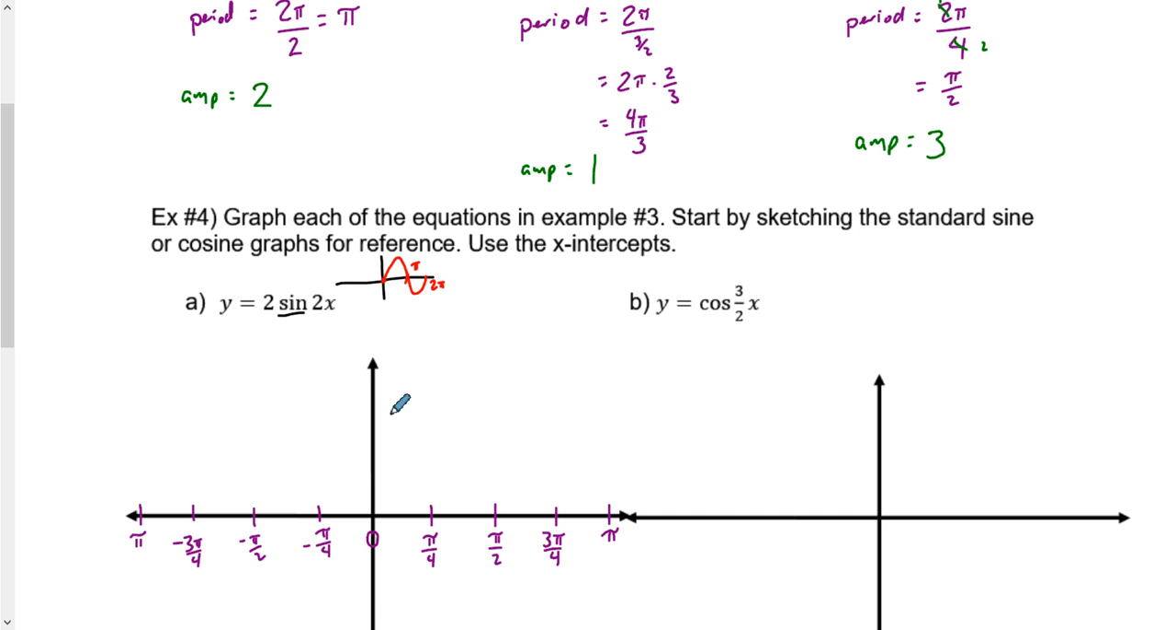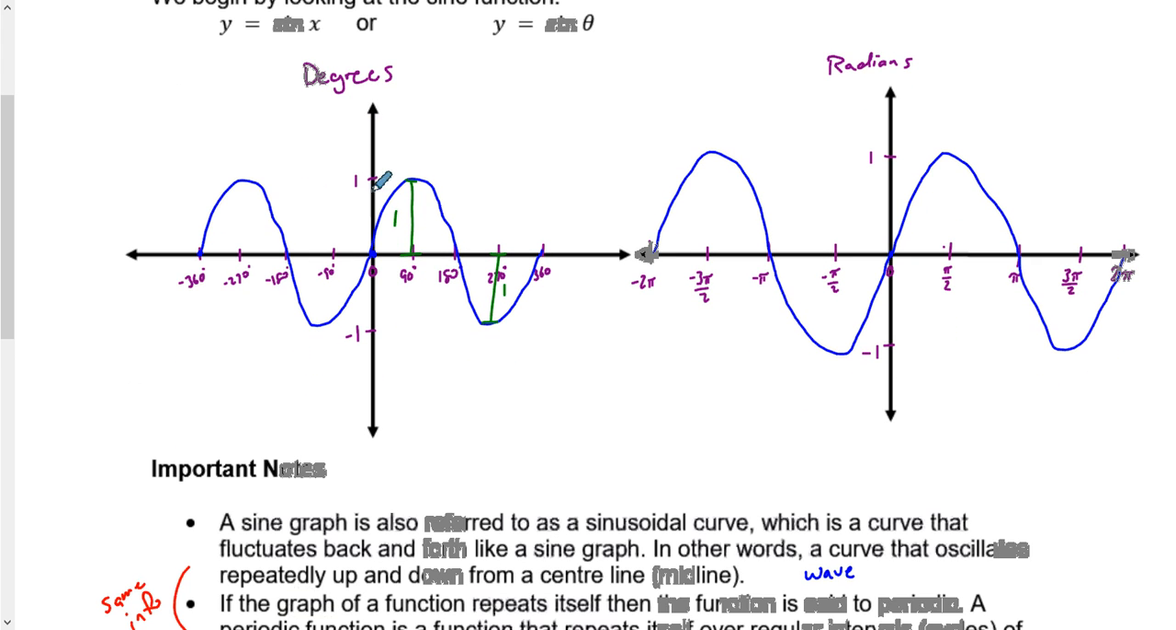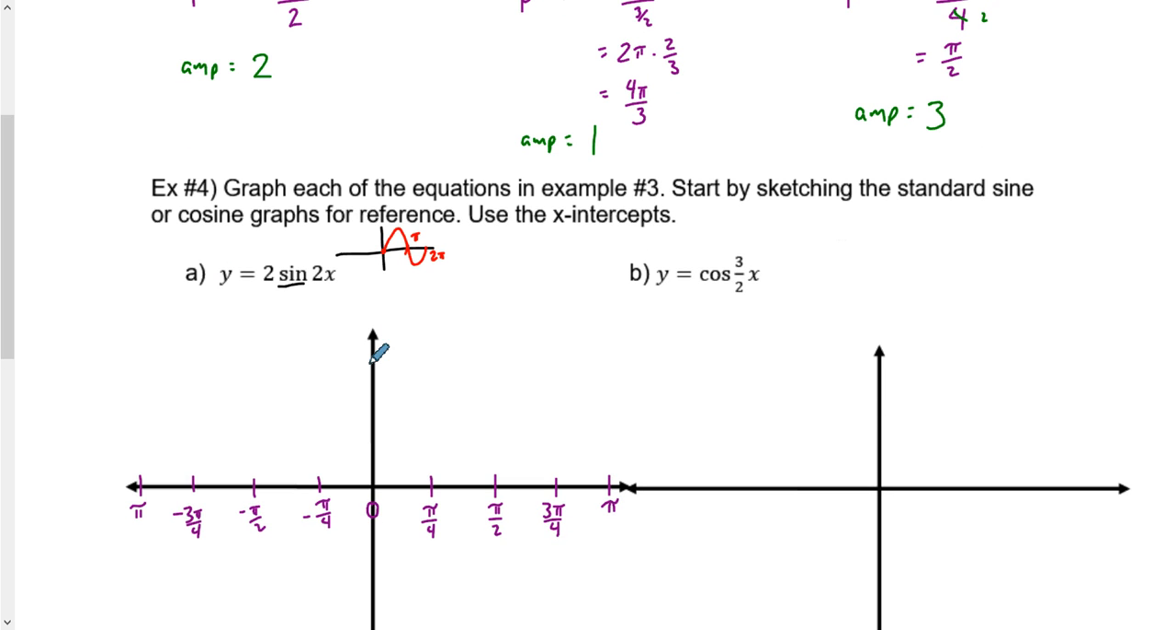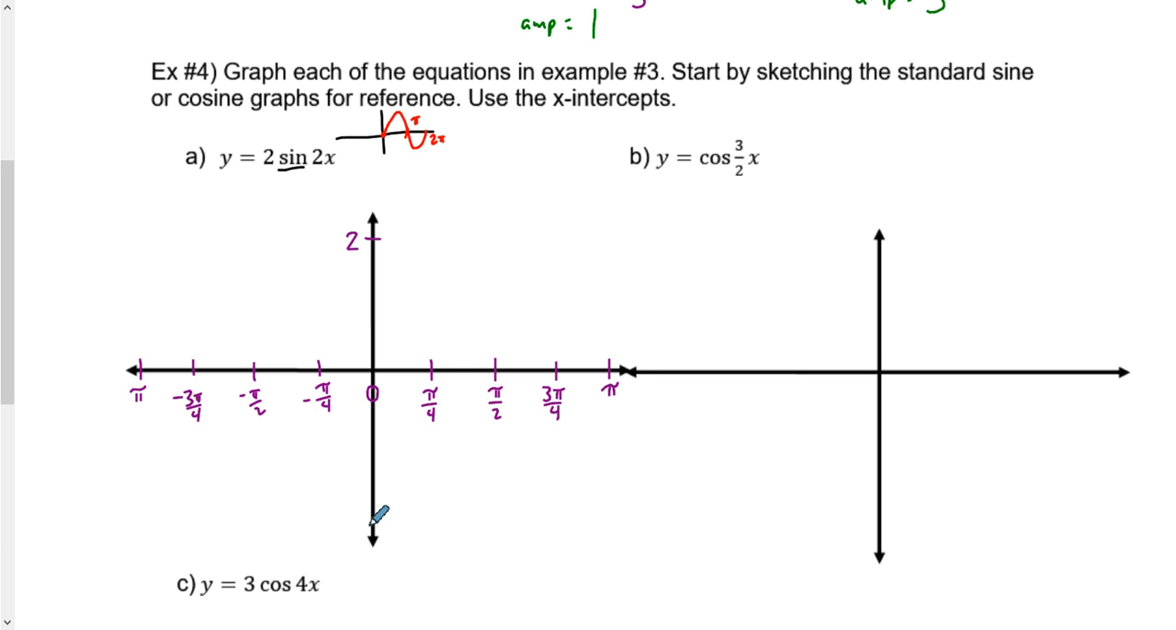We are also going to adjust our amplitude. The normal amplitude for a sine graph, again, I'll go back to the one here, is normally 1, because measuring from the center to its highest point is 1 unit. For this one, though, we've identified it as 2. So the only thing we're going to do is change the amplitude. Its highest point is going to be 2. Therefore, its lowest point would have to be negative 2.